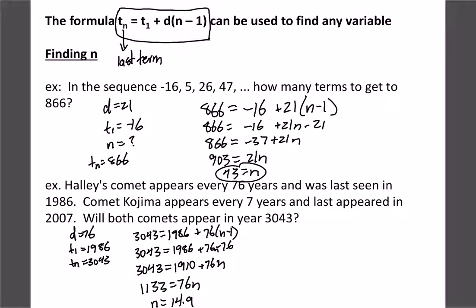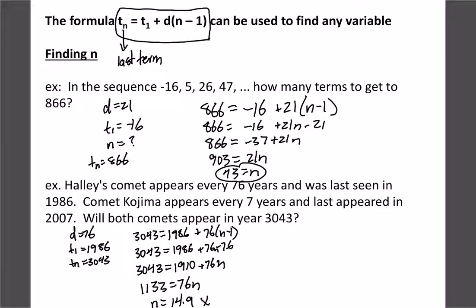So the question then is, will it appear in 3043? Well, if we're getting an N of 14.9, that means we have a decimal answer, which is impossible, right? N is first term, second term, third, fourth, fifth, and so on. So it has to be a whole number. So that one's not going to work.